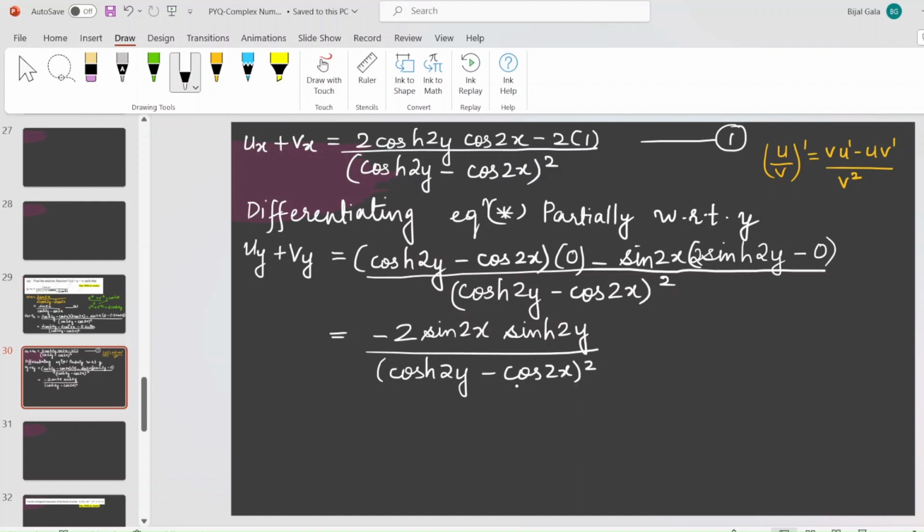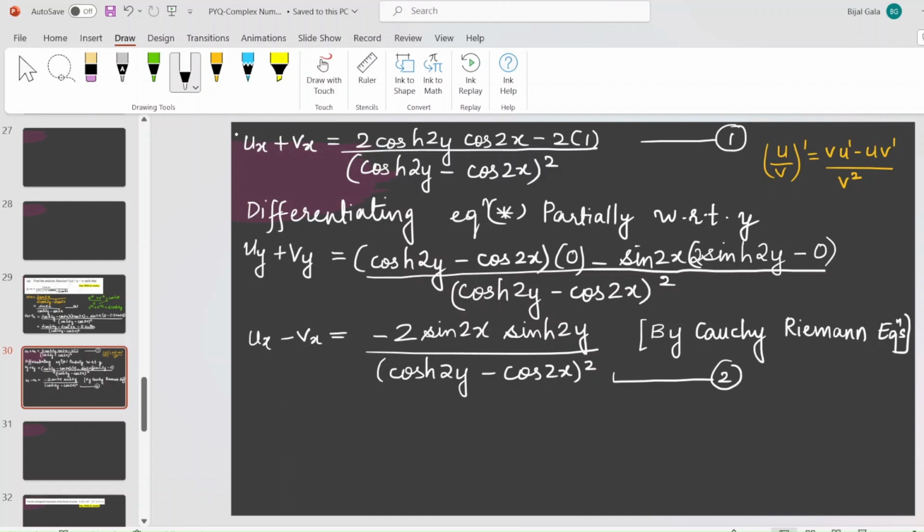Okay. Now, on the left hand side, we'll be applying Cauchy-Riemann equations. So, uy will get replaced with negative vx. Okay, I write this here, negative vx, and vy will get replaced with ux. So we have applied Cauchy-Riemann equations here, and we have replaced these values. Let me call this as equation 2.